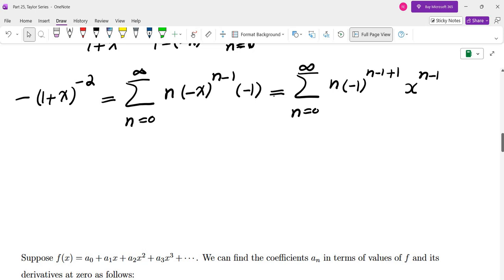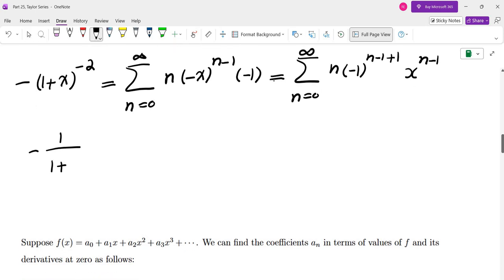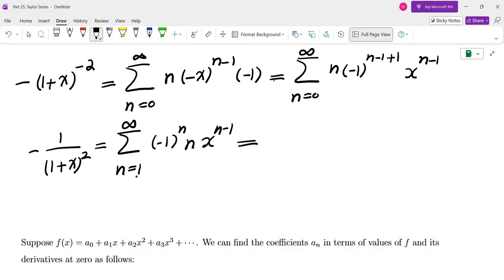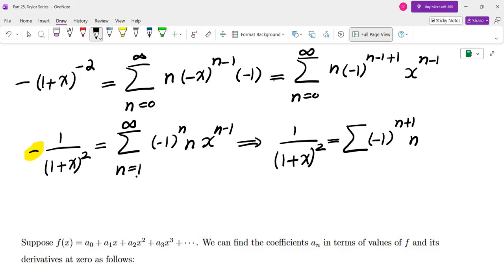Now, simplifying that, we can write the left side as -1 over 1 plus x squared equals, and on the right, for n equals 0, this expression is just 0, so we can ignore that term. So it would be n equals 1 to infinity, -1 to the power of n n x to the power of n minus 1. And after we multiply by the negative sign here, we are going to get 1 over 1 plus x, all of that squared, is equal to the sum of -1 to the n plus 1 times n x to the power of n minus 1.